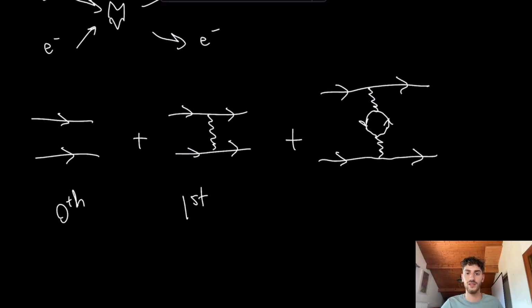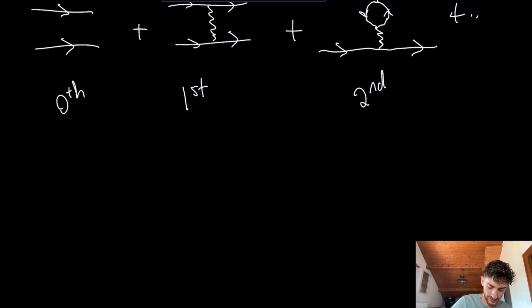And the number of loops will tell you basically what order you're on. So no loops is tree level, first order. 1 loop, now you're at second order. And you can keep going, right? You can have as many loops as you want. I mean, you can have something like this, for example.